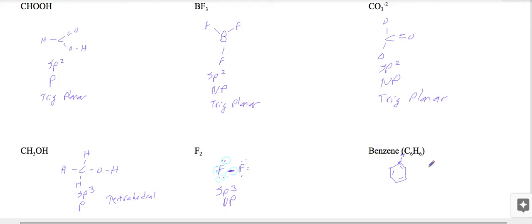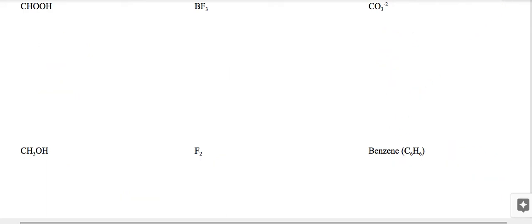And then we can look at the geometry as well as the hybridization. First of all, this guy is nonpolar, for sure. It's very symmetrical. We have another sp2 hybridization, and we have trigonal planar. All right. And the last set I'm going to skip on.